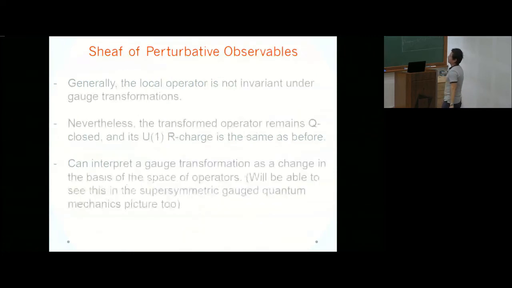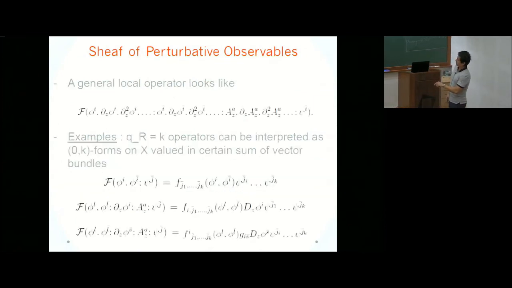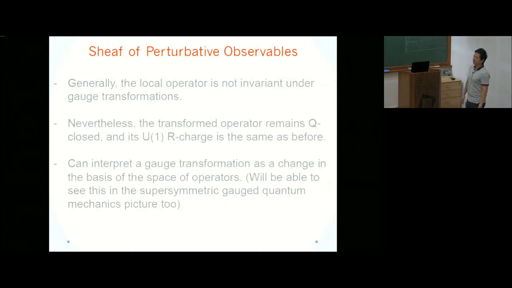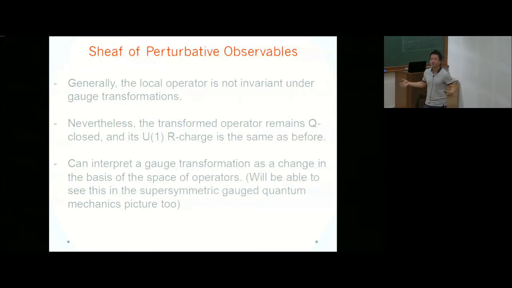Now, generally, the local operator is not invariant under gauge transformations, because if you transform the A inside here, it will become something different. But nonetheless, the transformed operator remains Q-closed. Its U(1)R charge is the same as before. I'm afraid I have to speed up. For the math people who don't understand these terms, please bear with me. I will emphasize the main ideas, and if you want to know more, you could ask me. So we can interpret the gauge transformation as a change in the basis of the space of operators. They're still in Q cohomology, they just become the other members in the Q cohomology. We will be able to see this in the supersymmetric gauge quantum mechanics picture, which I won't discuss, but it's in the paper.